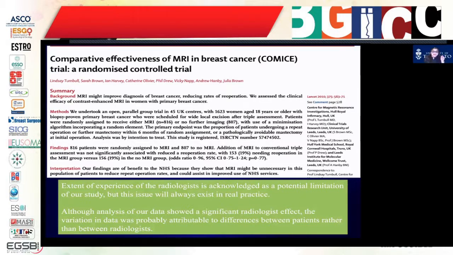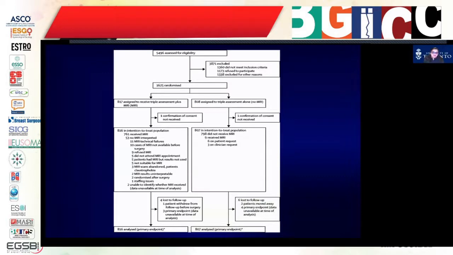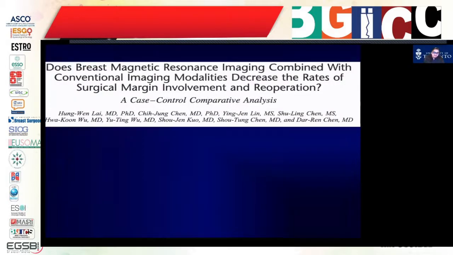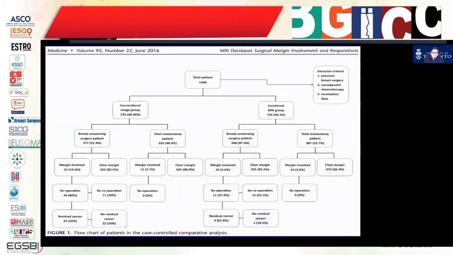However, data that was looked at at our facility, where the surgeons are very specialized, did show that there was some improvement in the re-excision rates. This was how their study was set up, and they showed it was randomized, but they showed that it did not help. And then this study, which was published a little bit later, showed that there was actually improvement of margins after using MRI. They had about 1,400 patients, and they put them in two different arms.